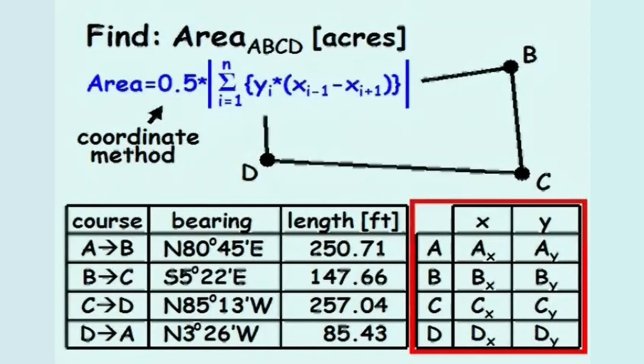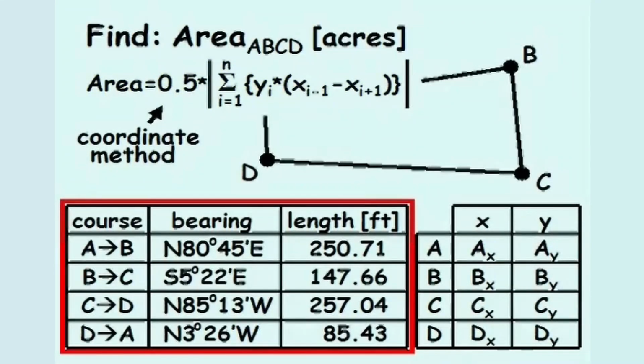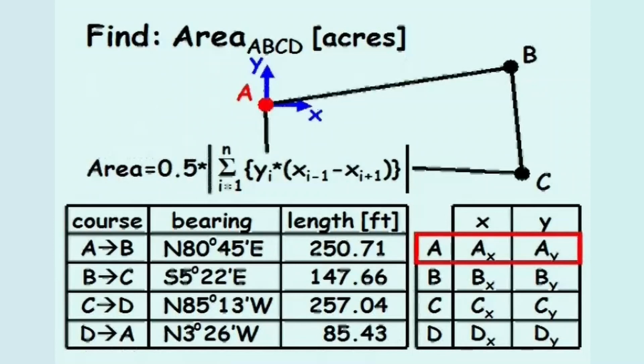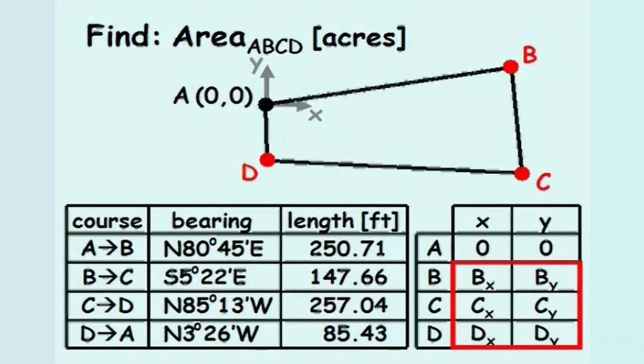Therefore, we'll have to solve for the x and y coordinates of points A, B, C, and D using the given data. Since no coordinates are given for any of the points, we'll arbitrarily set point A at the origin of an xy coordinate system, where A_x equals 0 feet and A_y equals 0 feet. Next, we'll use the bearings and length values given for the 4 courses to determine the x and y coordinates for points B, C, and D.